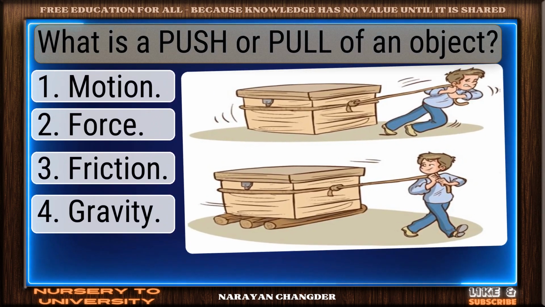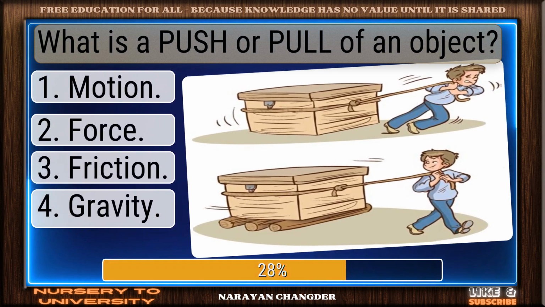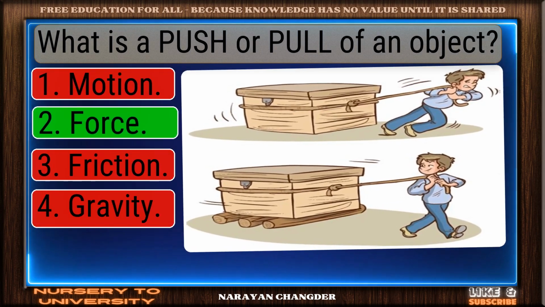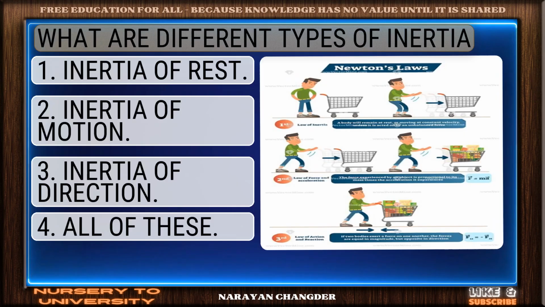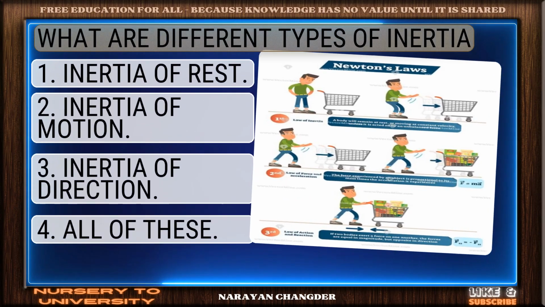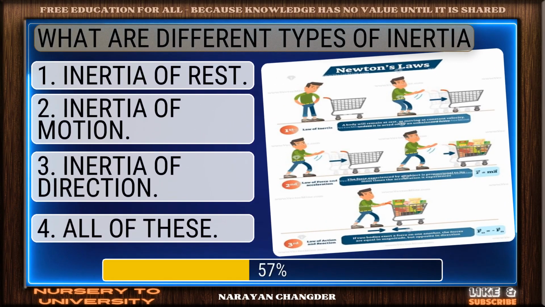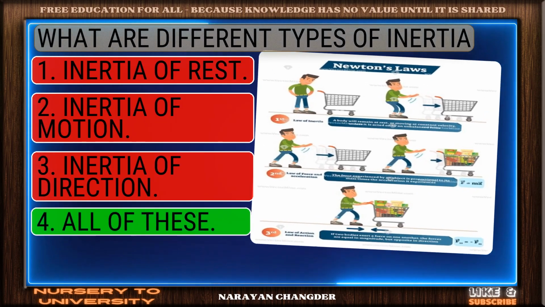Question number 218. What is a push or pull of an object? Nice selection. Force is the correct and valid answer. Question number 219. What are different types of inertia? Bravo. All of these is the answer.